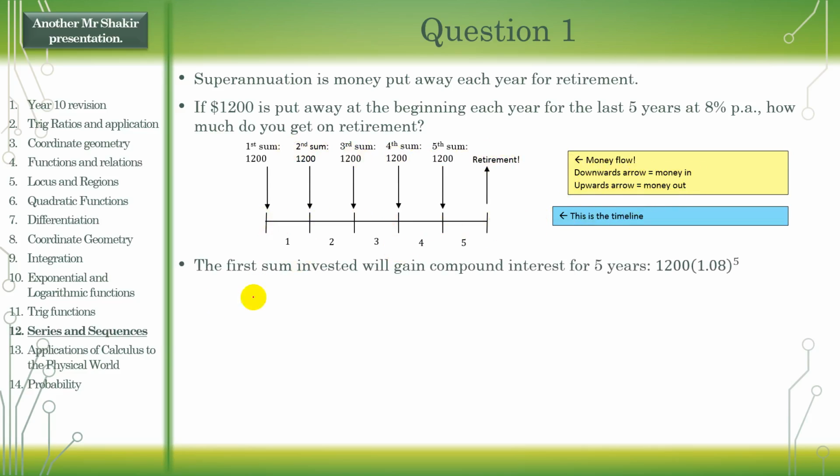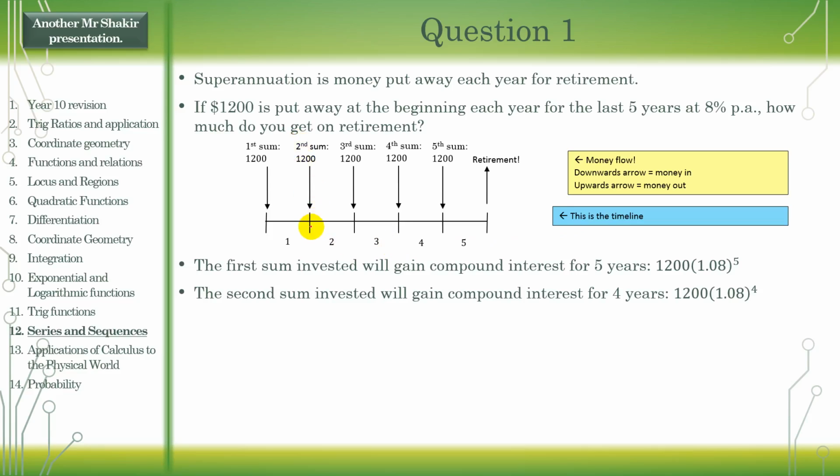So the first sum invested will gain compound interest for 5 years. So let's think about that for a second. This $1,200 that I put in at the beginning of the first year is going to get compound interest for 1 year, 2 years, 3 years, 4 years, 5 years. At the end of 5 years, this sum will have gained interest for 5 years. So if I were to use the compound interest formula, A is equal to P R^N, 5 years, right? 5 years.